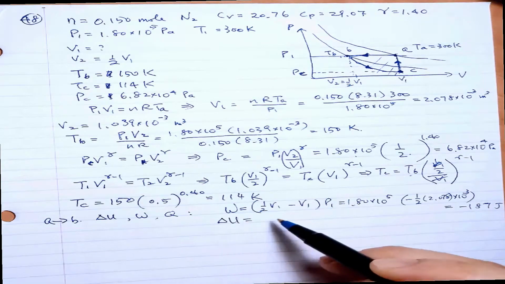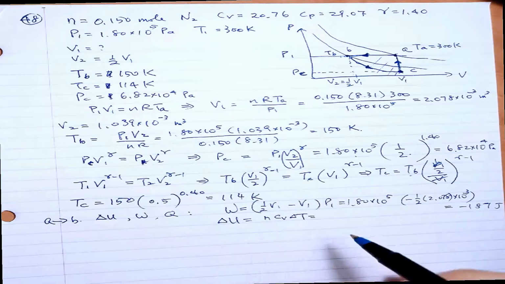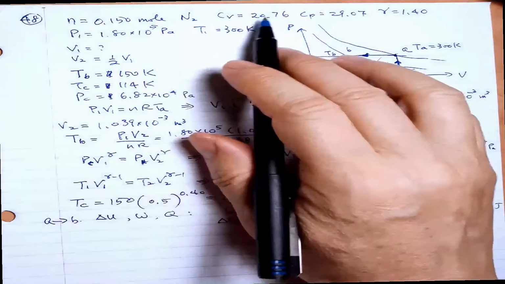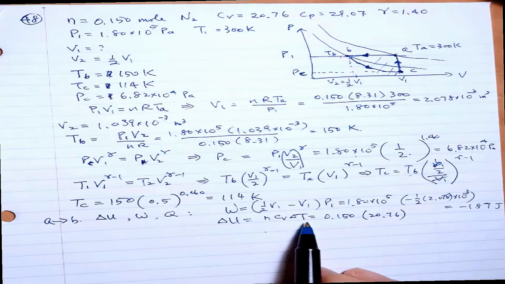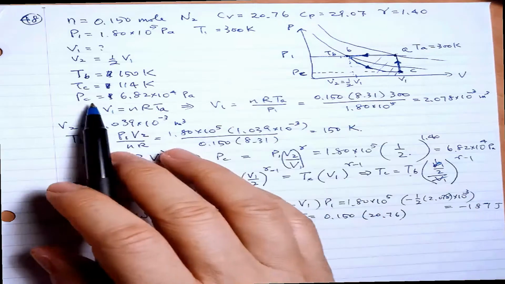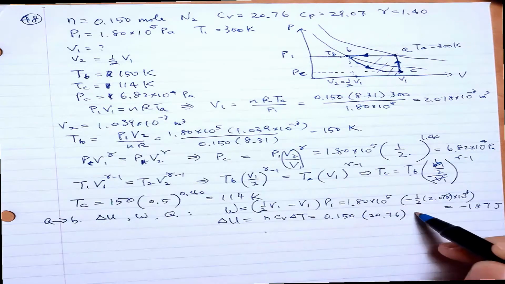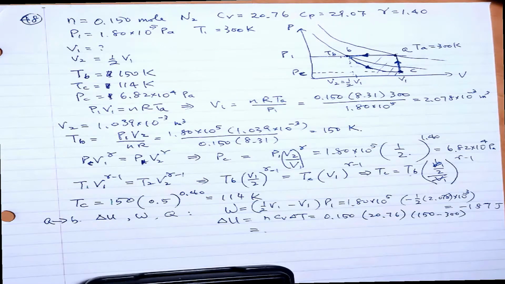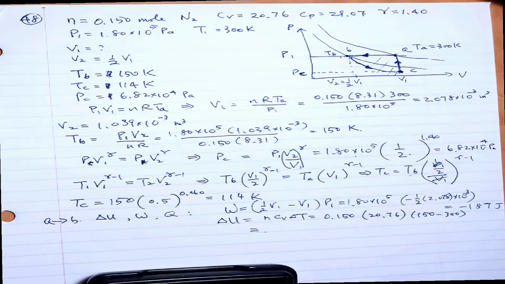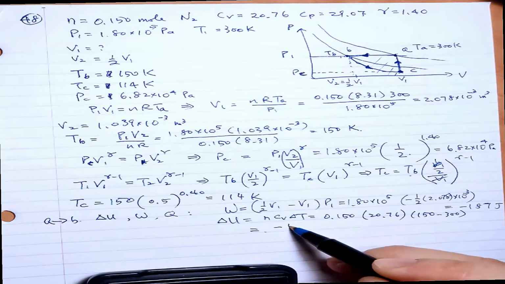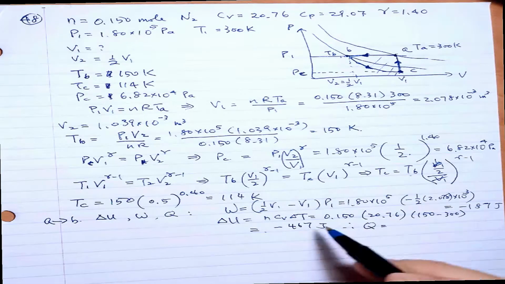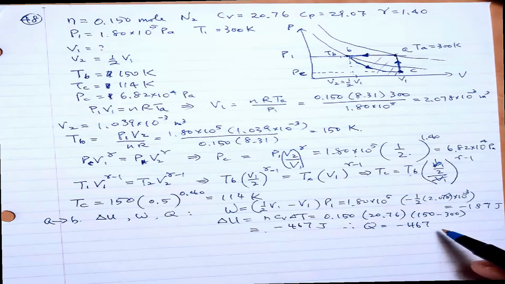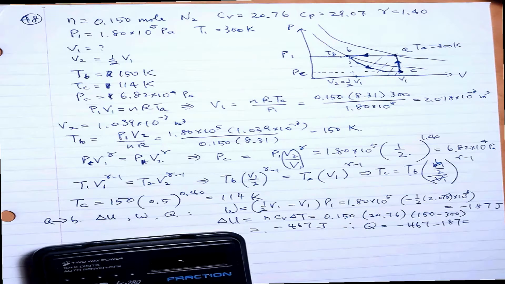So the internal energy change is simply N CV delta T. N is 0.150 moles. CV we know is 20.76. Delta T, change in temperature, is from B to A. So TB, which we found was 150 K, minus original 300 K. So 0.15 times 20.76 times negative 150. So I get negative 467 joules. Therefore, the heat will be the internal energy, negative 467, plus work done, negative 187. So total is negative 654 joules.